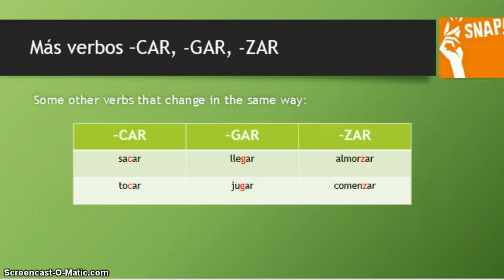Unos verbos adicionales. We have some additional car-gar-zar verbs on this slide. So some other verbs that are going to function similarly to the ones that we looked at are the verbs sacar and tocar as examples of car verbs. So sacar would be like to take pictures, tocar would be to play an instrument. Gar verbs such as llegar or jugar, llegar to arrive and jugar to play. Y finalmente tenemos algunos verbos zar. Almorzar, we know is the verb to eat lunch. Y finalmente, comenzar, the verb to begin.